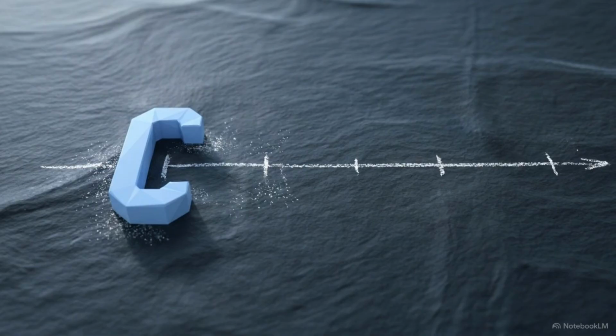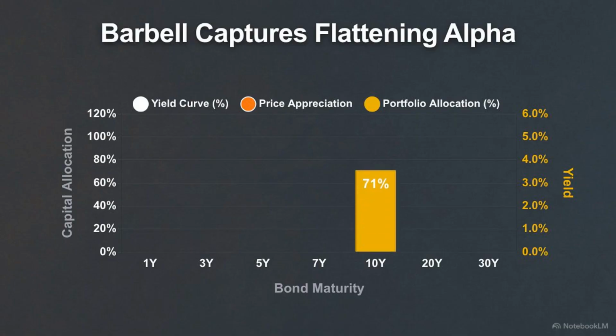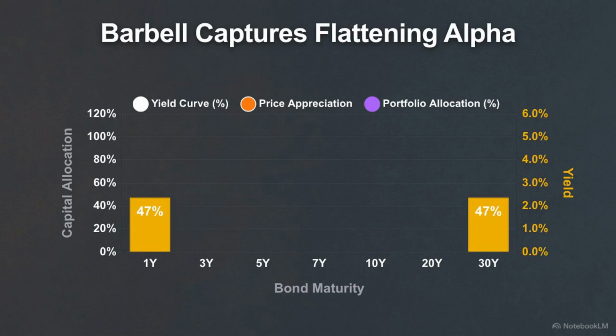The baseline rule of duration is strict. Managers explicitly lower their portfolio duration when they expect interest rates to rise, and extend duration when they expect rates to fall. This chart visualizes a bullet portfolio. Here, a manager concentrates their bond holdings entirely within a single specific maturity node. Alternatively, a barbell portfolio splits allocations between very short and very long maturities, entirely avoiding the intermediate nodes.